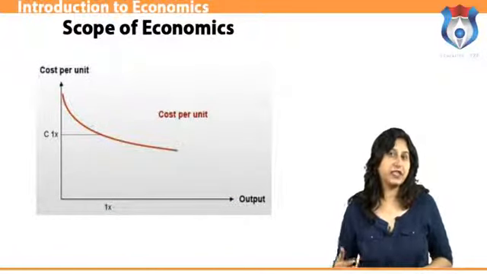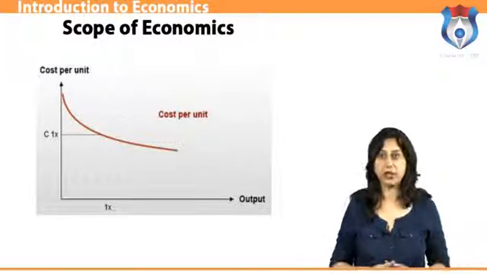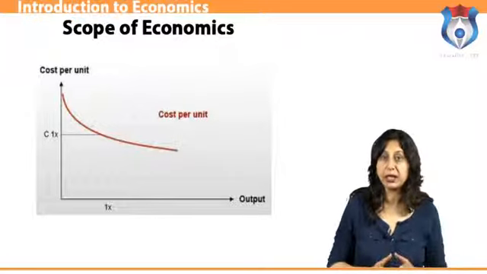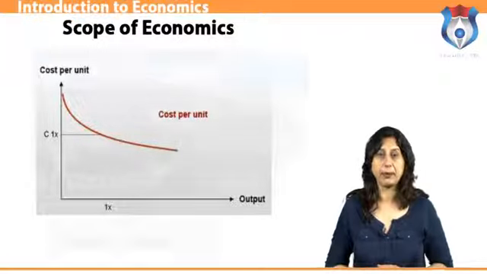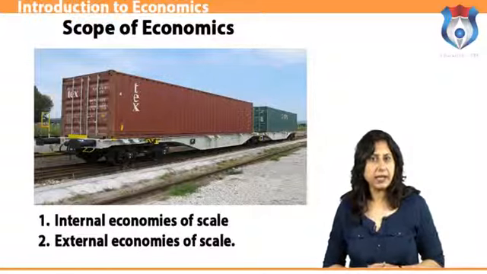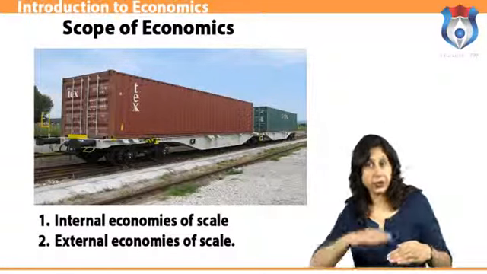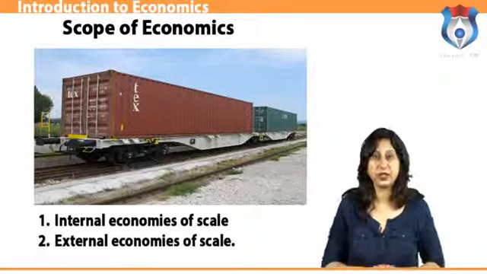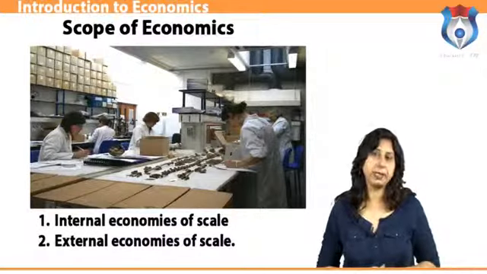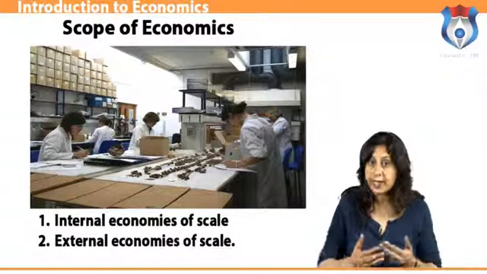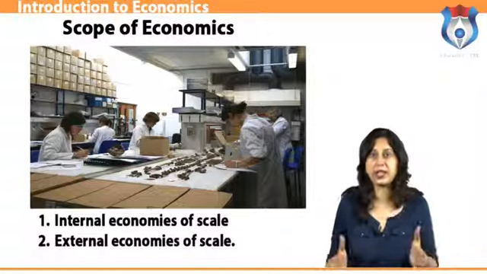Now we will move further and study scope of economics. Scope of the economics is conceptually similar to the scale of the economics. Internal economies of scale. When a company reduces costs and increases production, internal economies of scale have been achieved. External economies of scale. External economies of scale occur outside of a firm within an industry.